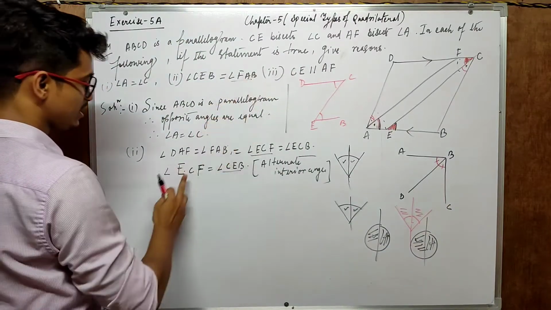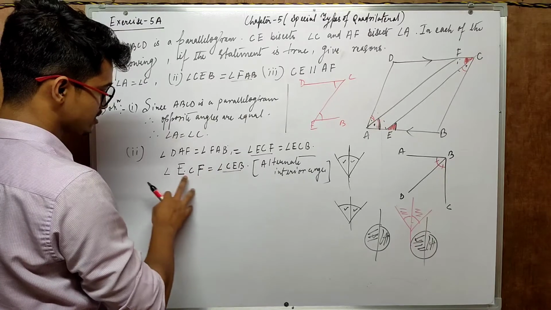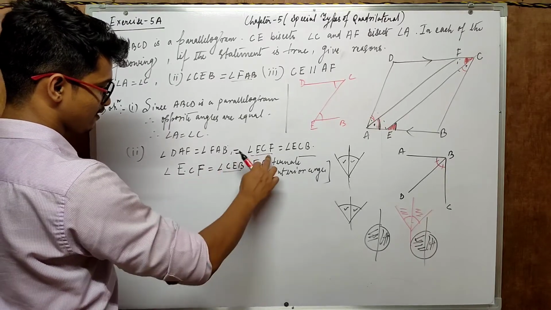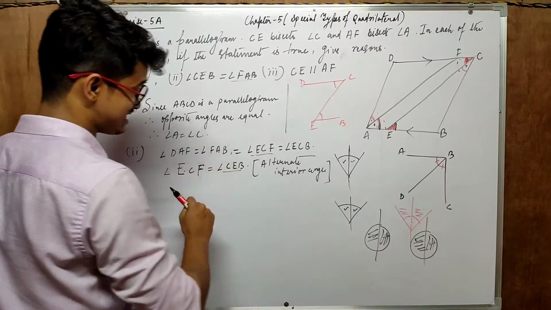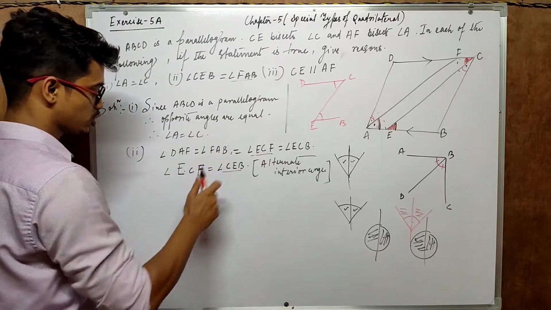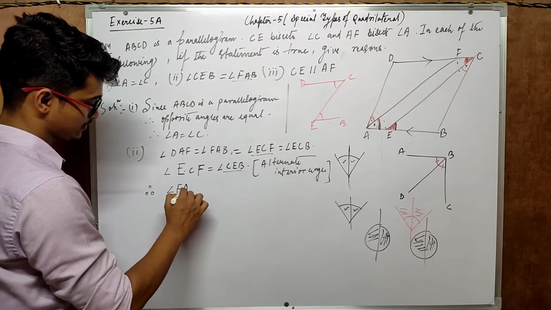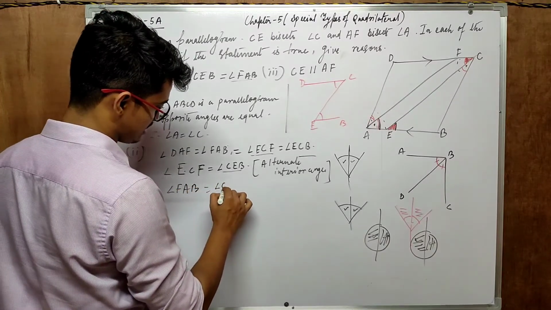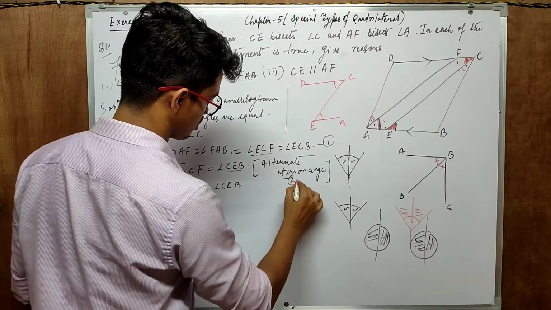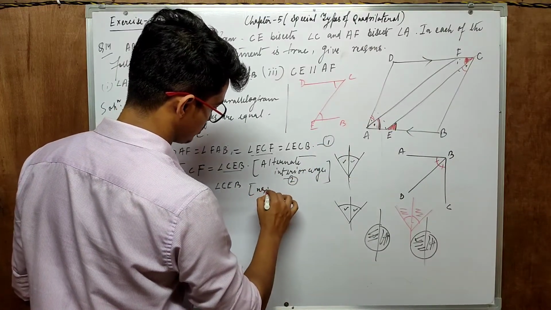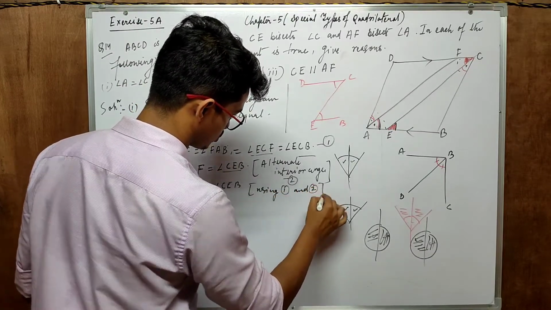So FAB, I just replace FAB, that is equal to CEB, because ECF equal to CEB and FAB equal to ECF. So that means these two portions are absolutely equal. Therefore FAB equal to CEB. Using this one as 1 and 2. Write down using 1 and 2.